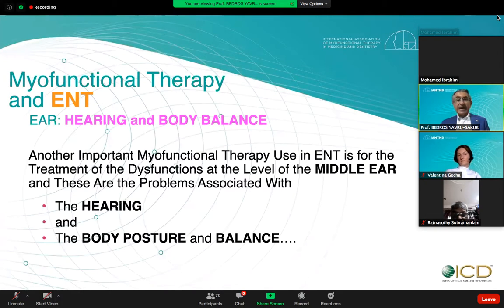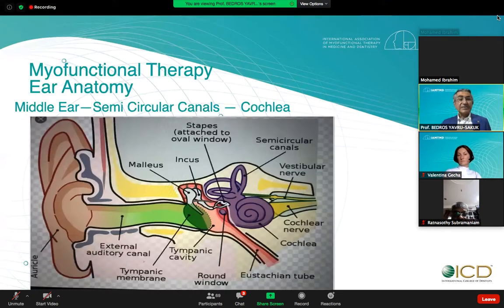The next is myofunctional therapy, also efficient in correcting and improving hearing and body posture and balance. This aspect of myofunctional therapy is in relation with the ENT specialty of medicine. Here we can see the diagram of the ear: the external ear, middle ear, and internal ear. And the internal ear is in communication with the retropharyngeal area through the Eustachian tube.